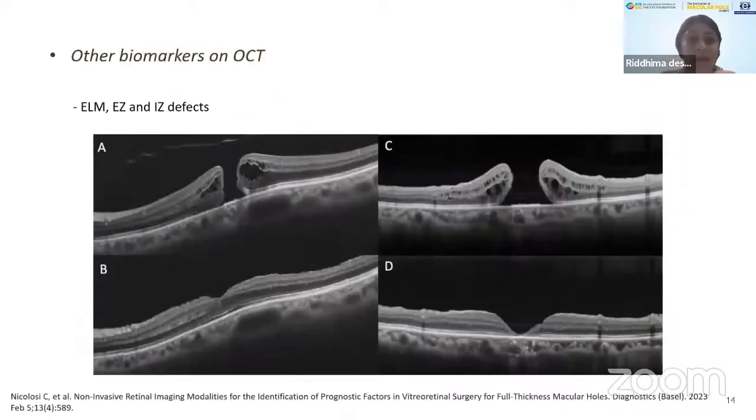Coming to other biomarkers, what you can see here is the ELM, that is the external limiting membrane, the ellipsoid zone, and the interdigitation zone defects. Now, A and C are preoperative OCTs of patients, and B and D are postoperative OCTs of patients with macular hole. You can see in OCT B, there is complete restoration of these three bands after a macular hole surgery, whereas in OCT D, there is associated foveal atrophy. So it has been found that restoration of these bands in the postoperative period is associated with good visual and functional outcomes.